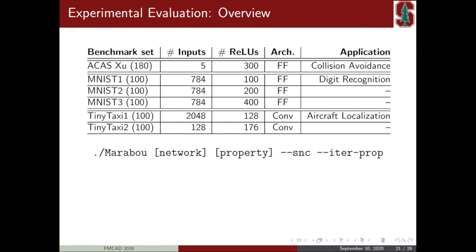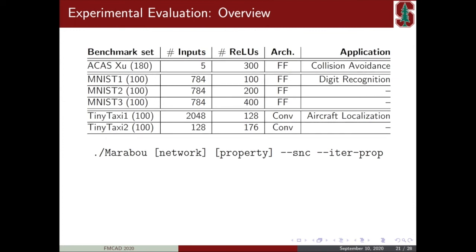We evaluated our techniques on 3 benchmark sets. The ACAS-XU benchmark consists of networks for airborne collision avoidance. It has 5 inputs. The other 2 benchmark sets are perception networks. MNIST networks are for digit recognition, and Tiny TaxiNet are for aircraft localization, where it takes in an image of the airport runway captured by an aircraft and predicts the location of the aircraft on the runway. The Tiny TaxiNets are convolutional networks, while the other networks are fully connected feed-forward networks.